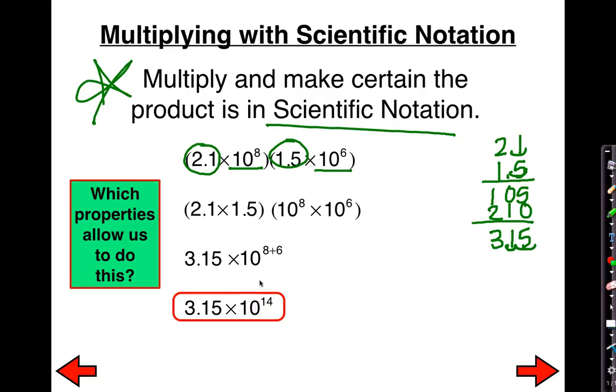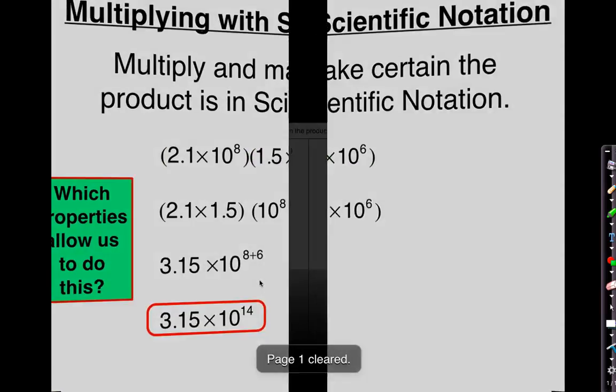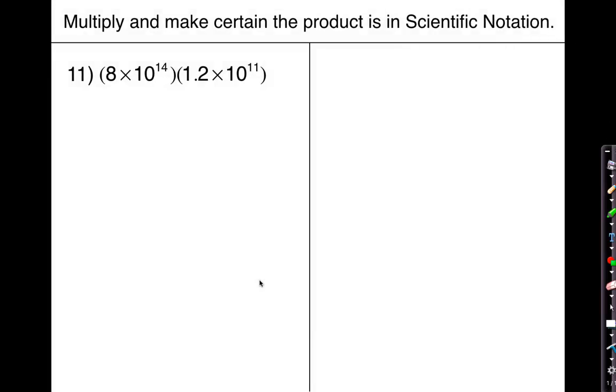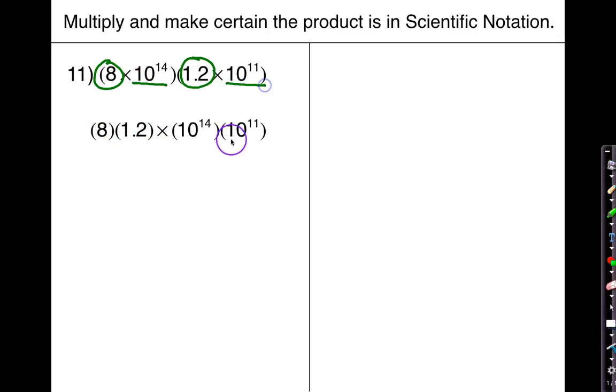So from there, I'm going to quickly remind you how to start one, and then I'm going to have you actually finish number 11 and 12 on your own. So just to start you off with number 11, what we're going to do here again is multiply the coefficients together. So 8 times 1 and 2 tenths, and then you're also going to multiply the base 10s together. So 10 to the 14th and 10 to the 11th. So here I'm just going to stop there and have you finish off number 11 and also try number 12 on your own.